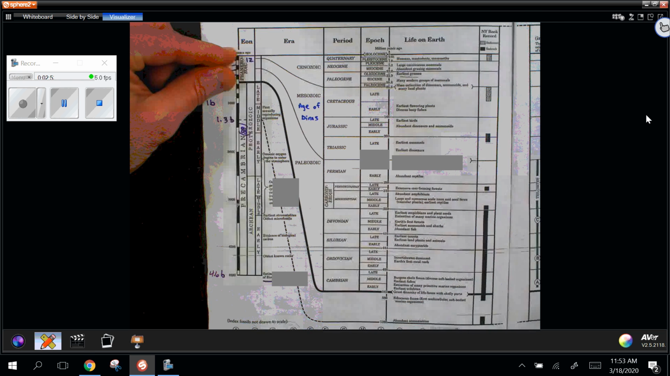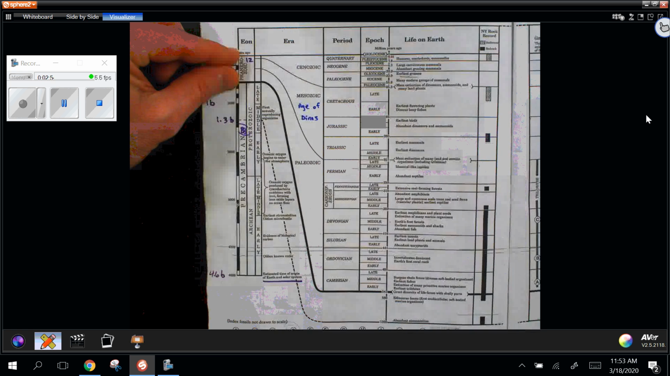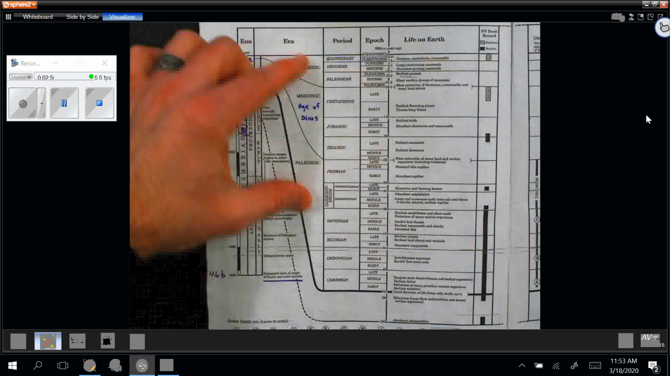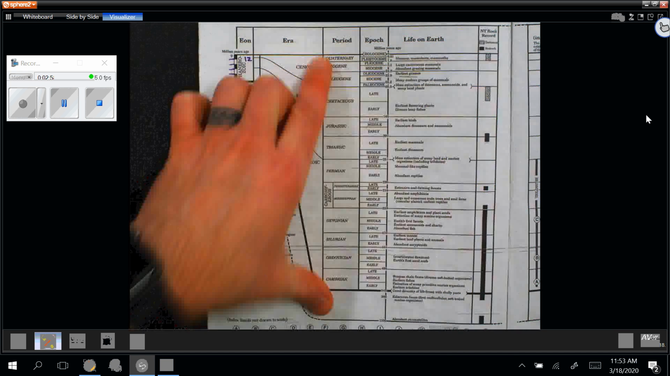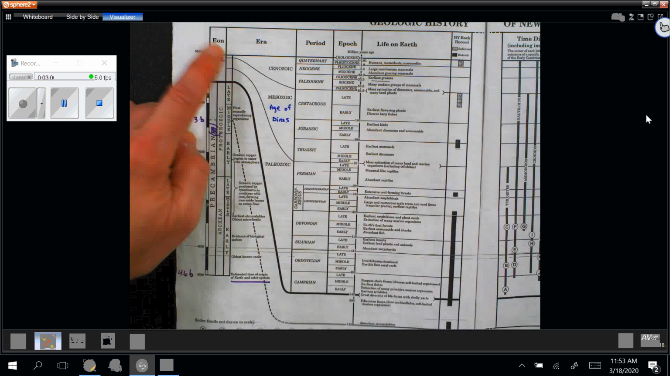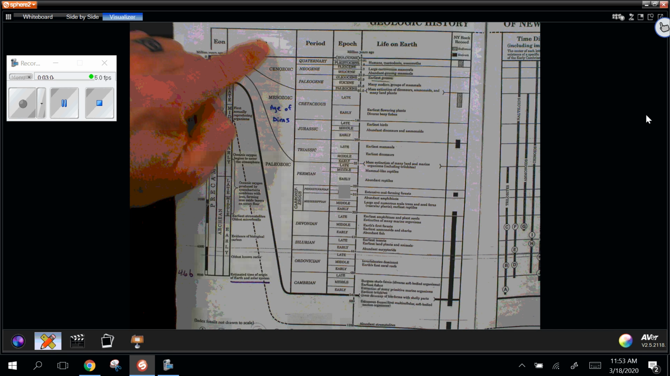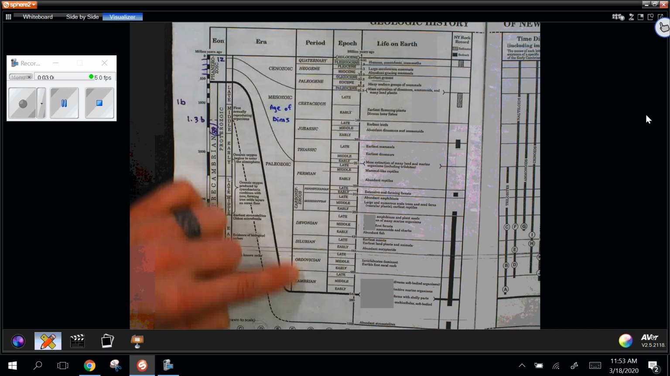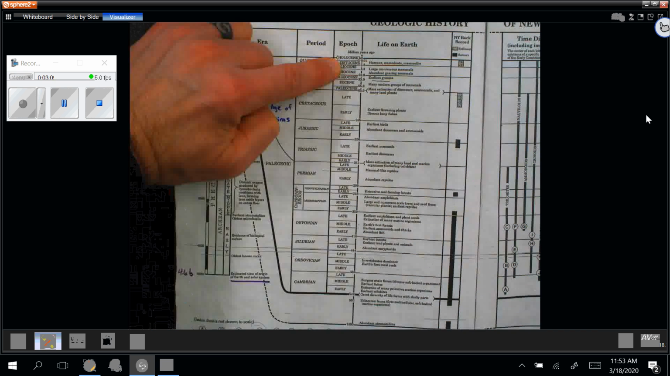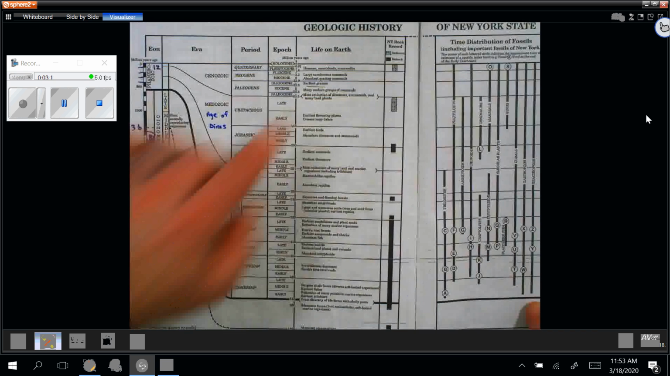So in order to fit that information, they spread it out like this so we can put stuff in here. All right. So the eon, Phanerozoic, is broken down into the Paleozoic, Mesozoic, and Cenozoic eras. Those eras are broken down into these periods and then into epochs. All right. Here's showing the different life forms on the planet.